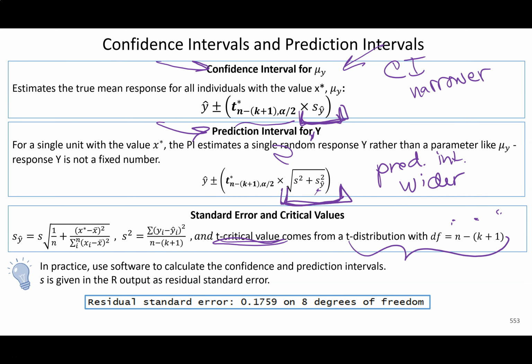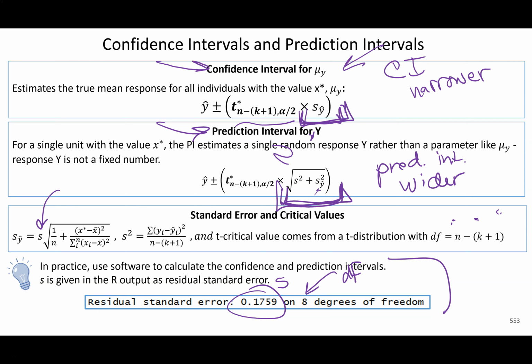So in practice, we're going to use software. This is not going to be something like even data analysis. This is not going to be something we give you. It is gross. So here's my residual, so my S estimate here. This is my degrees of freedom. That's what we would use here. But once again, this is not something we regularly do by hand. I just wanted to show you this to show this prediction interval should be wider.